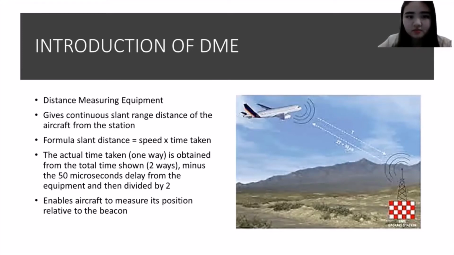taken. The speed we use here is the speed of light because the radio signals travel at the same speed as light, and the time taken here is the time taken for one way, which is either from the aircraft to the station or from the station to the aircraft. So how we obtain this time is from the time taken that we see, which is two ways, we minus the 50 microseconds of delay from the equipment and then divide it by half so we can obtain the time taken for only one way. And then using the time taken, we times the speed of the radio signal, and then we obtain the slant distance. So this enables the aircraft to measure its position relative to the beacon.